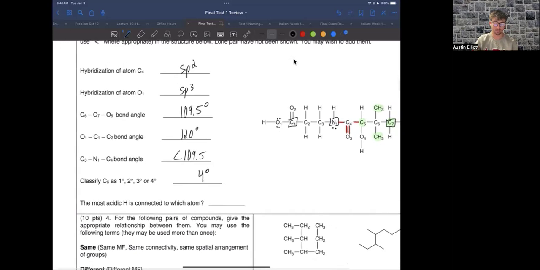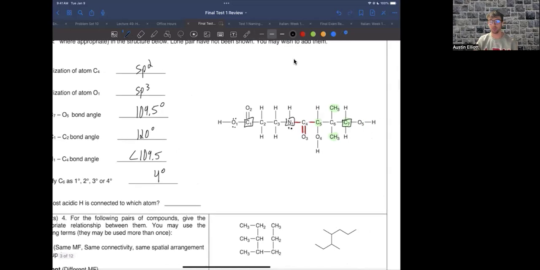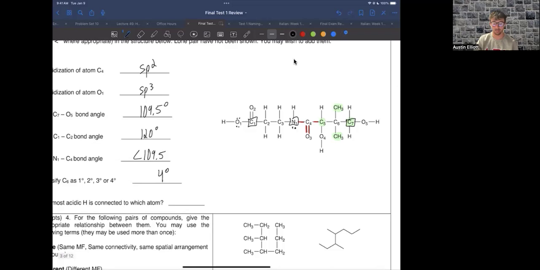Lastly, the most acidic proton. Basically, we're looking for something with a methyl with an oxygen and a hydrogen. That's usually a good sign for the most acidic proton. And over here at this end, this carbon double bonded to oxygen helps pull some of that charge away from that oxygen, making this proton on the O1 oxygen the most acidic. So our answer is O1.